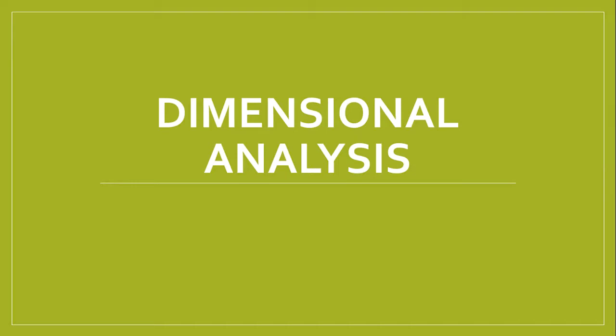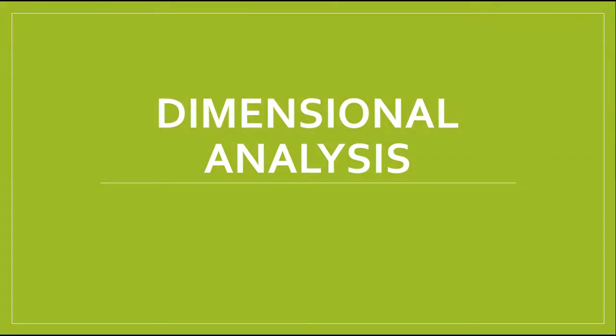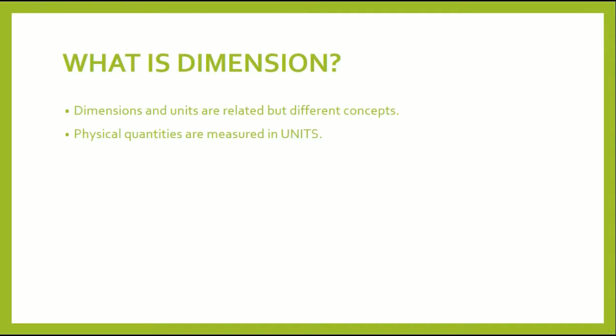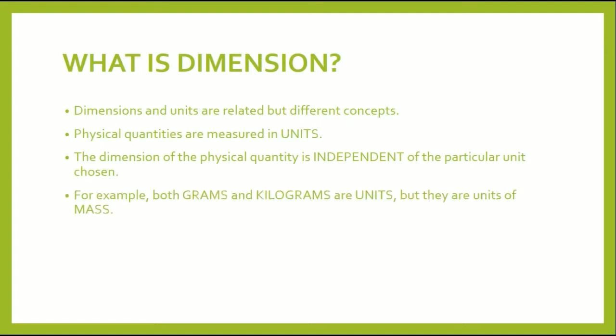Dimensional analysis. Let us talk about what is dimension. Dimensions and units are related but different concepts. Physical quantities are measured in units, and the dimension of the physical quantity is independent of the particular unit chosen. For example, both grams and kilograms are units, but they are units of mass. Mass is what we call a dimension.